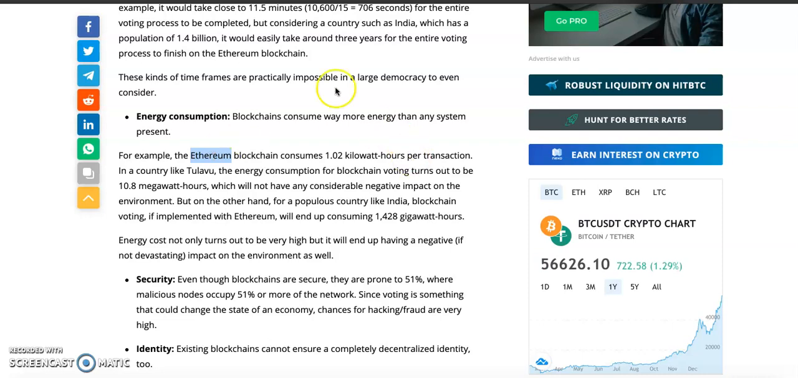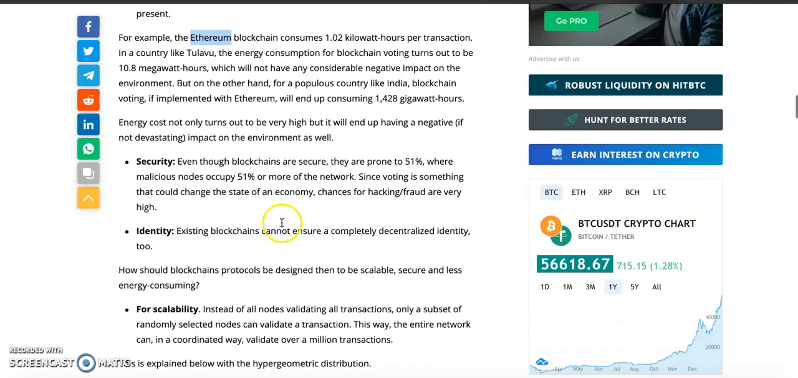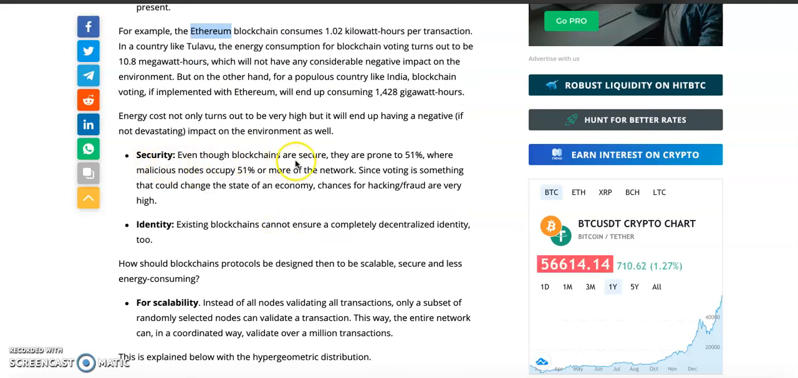Because these guys they get huge traffic to their website. That is why I tell people don't easily believe what you see on Cointelegraph. These guys are messy, and I'll give you proof, right? They are messy. Anyways, this is largely flawed. Security, even though blockchains are secure, they are prone to 51% attack.